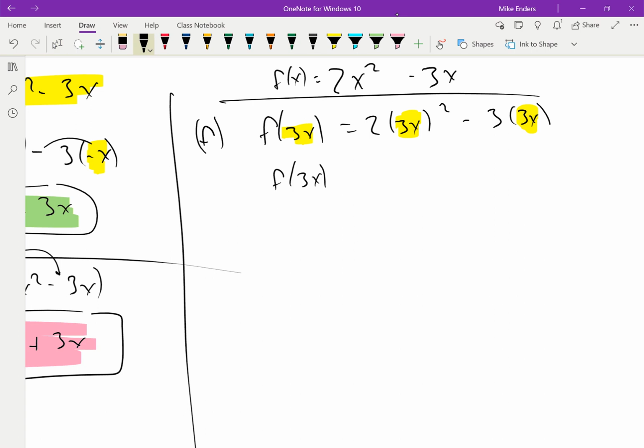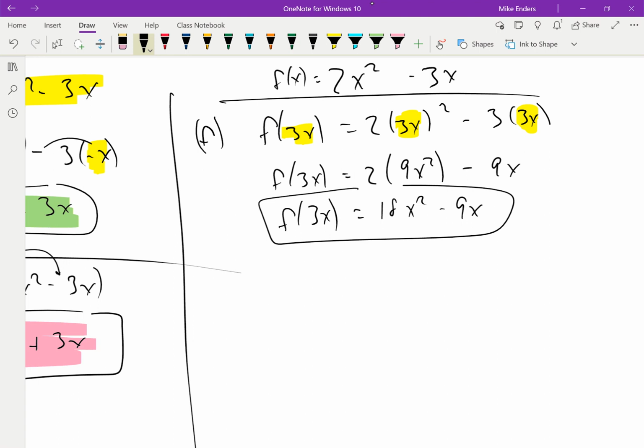The left side, again, is nothing more than the notation. So I've got 2 times, let's see, 3x times 3x is 9x squared, and then minus 9x. Oops, forgot my x over here in my notation. So f of 3x is now going to be 18x squared minus 9x. And that will end up being my answer for f of 3x.